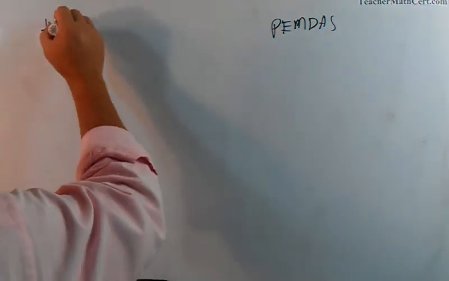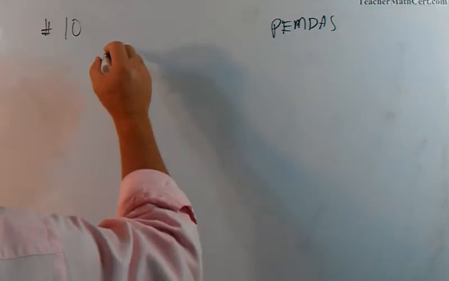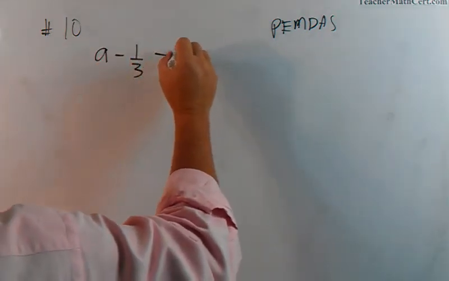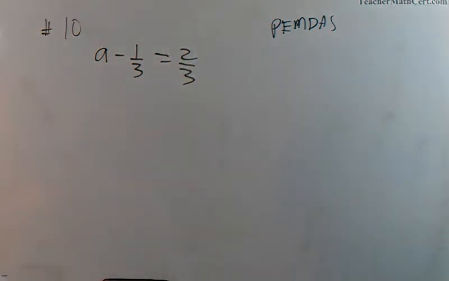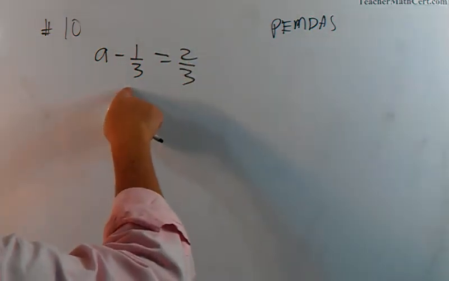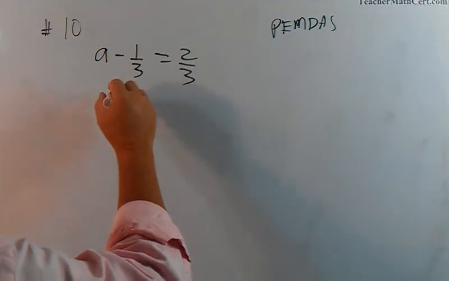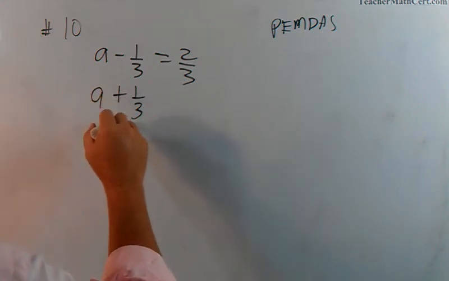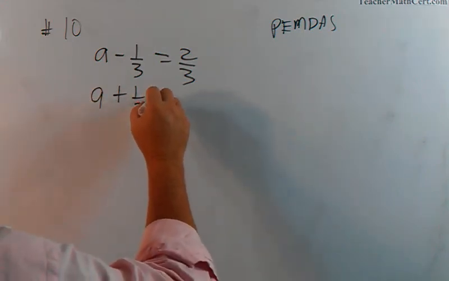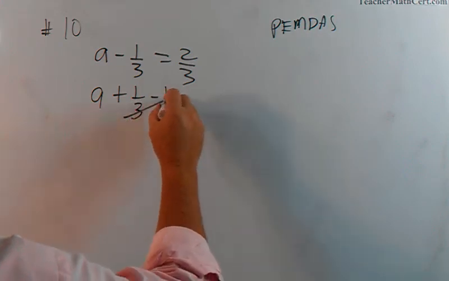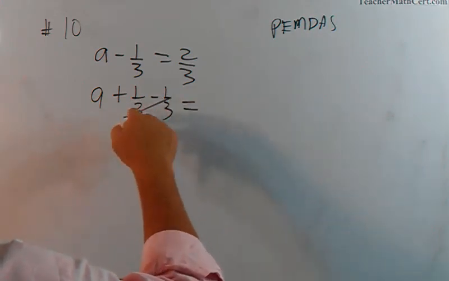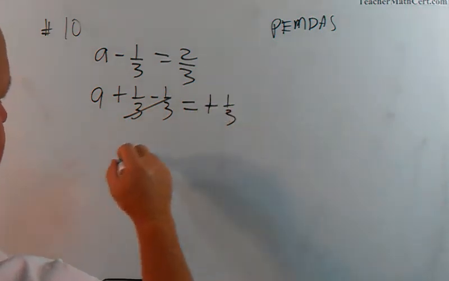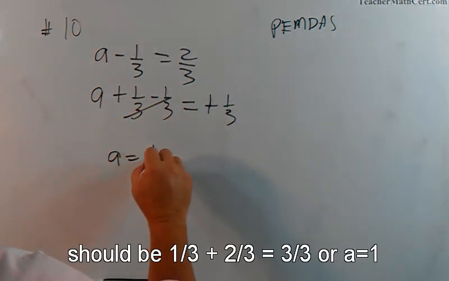Number 10. A minus 1/3 is equal to 2/3. What do we need to do here? We need to add plus 1/3, right? Because we're subtracting right here. So we've got A plus 1/3 minus 1/3. These are going to cancel. What do we do on this side? We added plus 1/3, so we're going to add a third over here. So A is equal to 1/3.